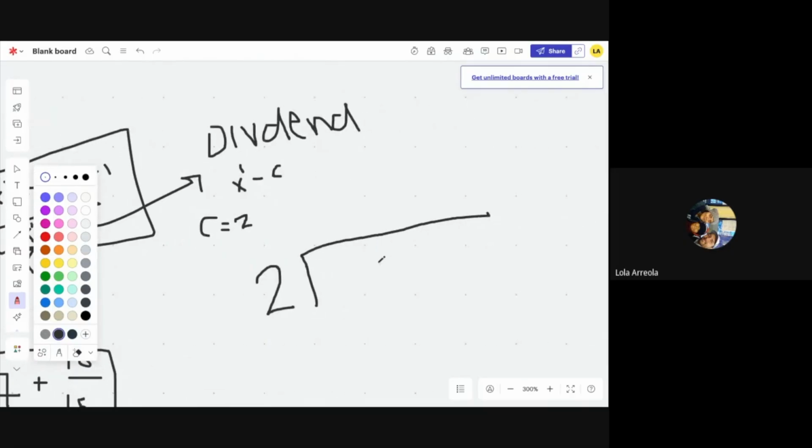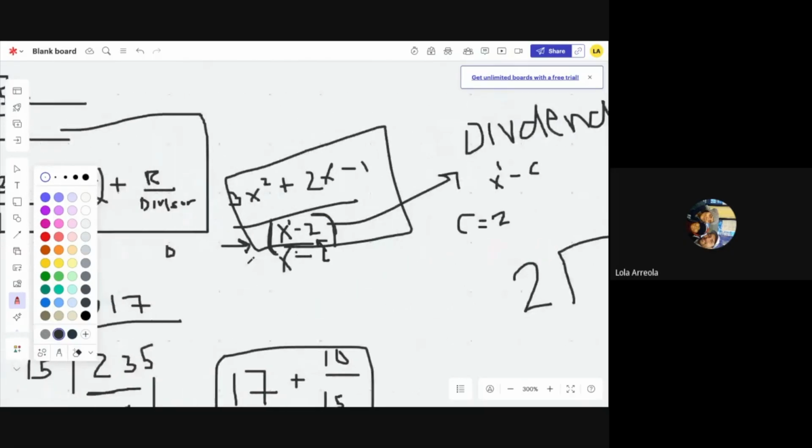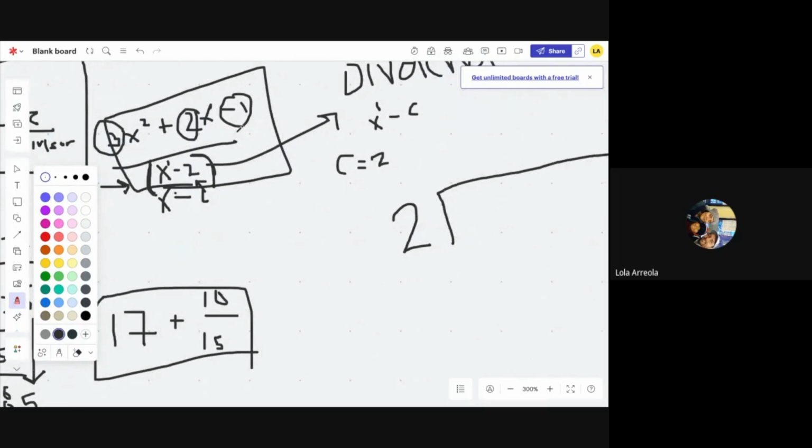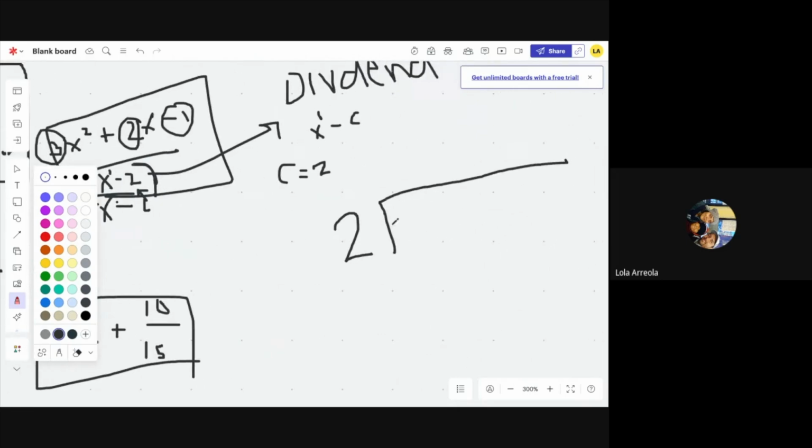Okay, now what goes inside the box? Inside the box go the coefficients 3, 2, and negative 1. Do you guys see how I just chose the number in front of each variable term? So I have 3, 2, and negative 1.